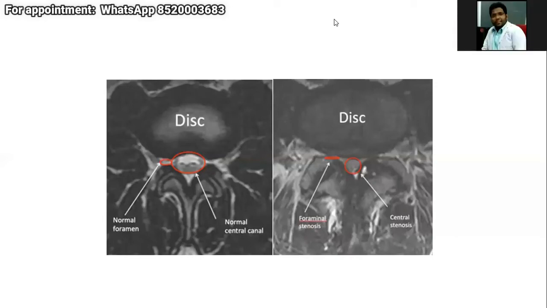Then what I do is, I go into the disc, I put a needle into the disc, inject around 1 cc of saline. This is like increasing the intradiscal pressure. So if the patient has a similar kind of pain, then that is the cause of pain. So this is an invasive method of diagnosing the cause of pain.